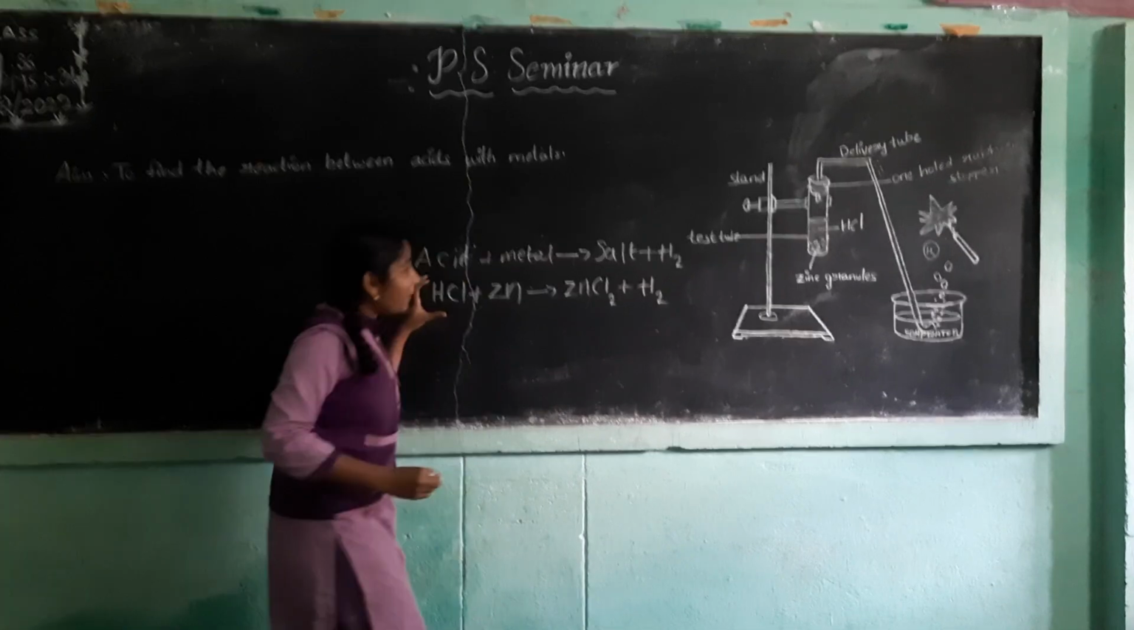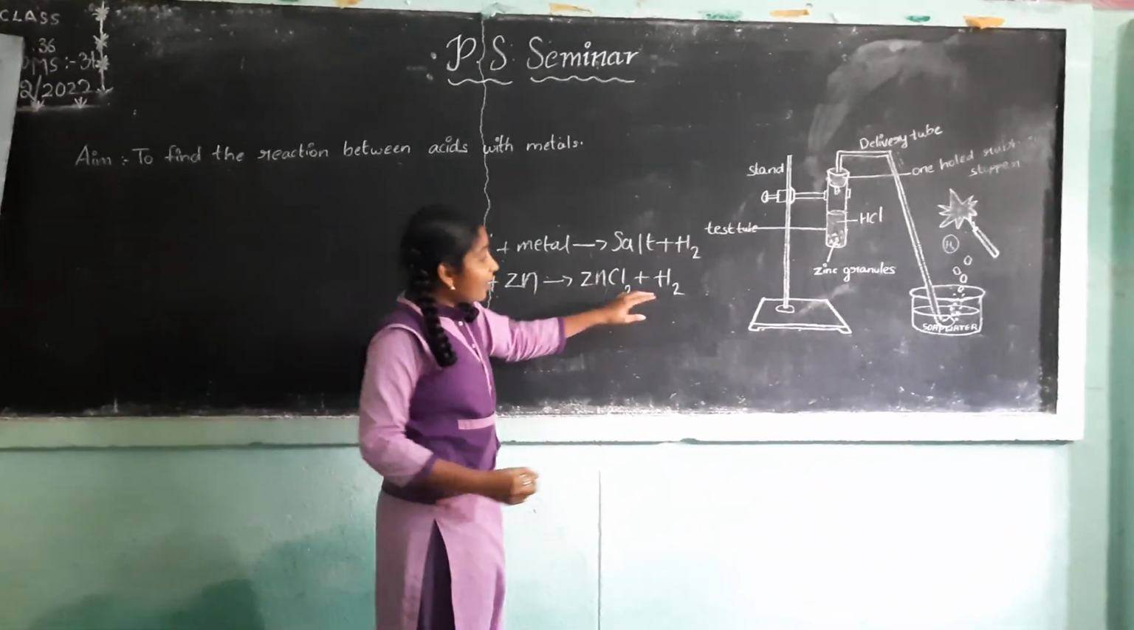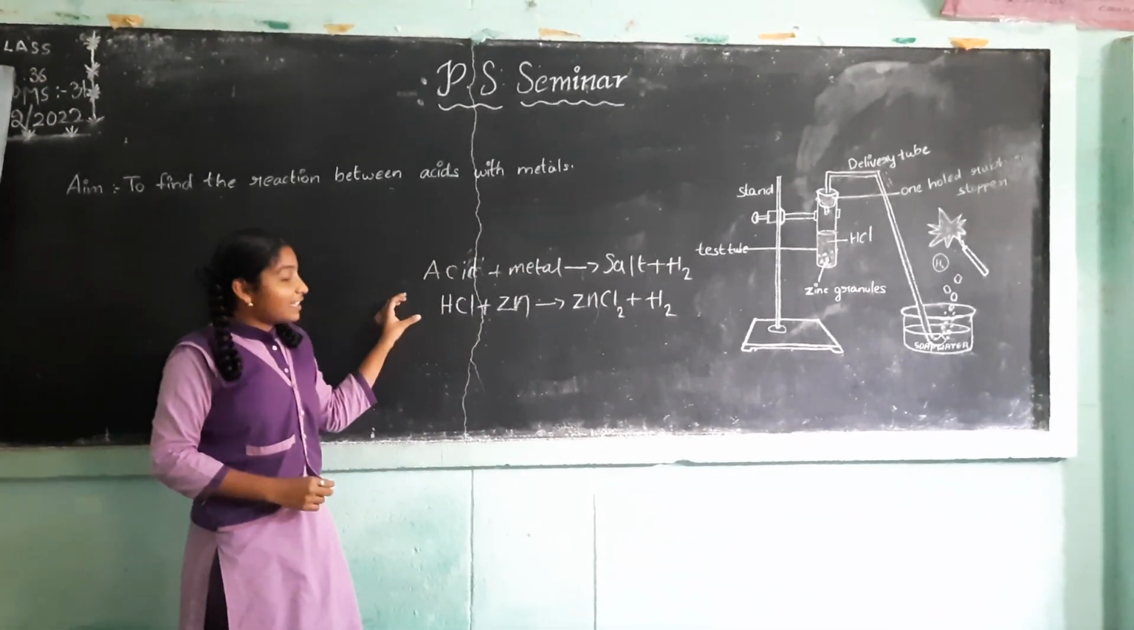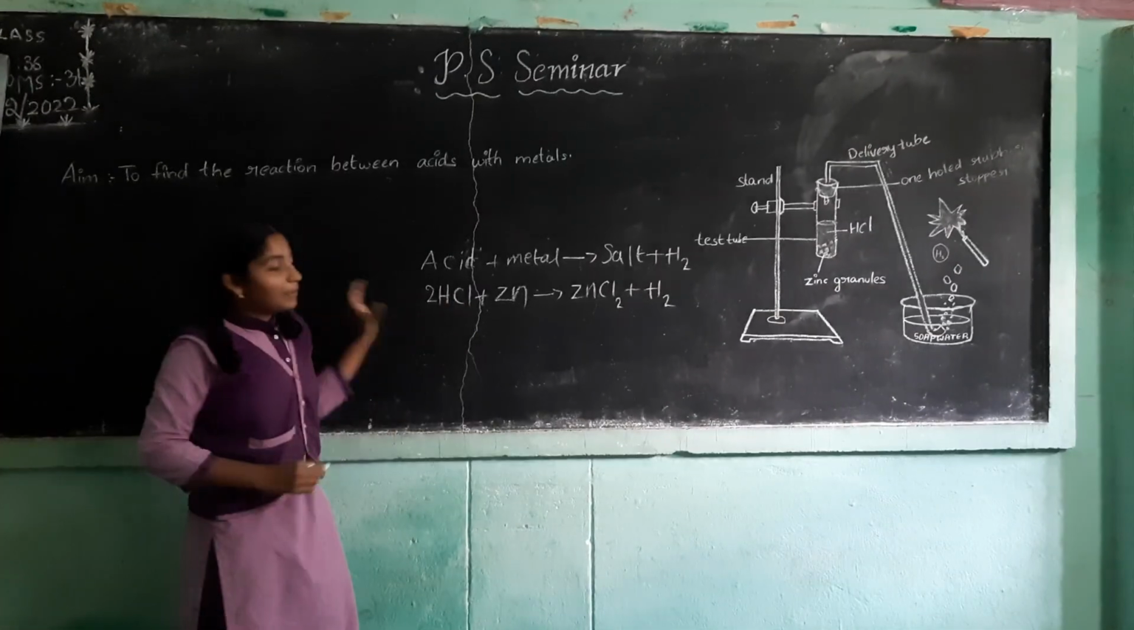But you should not leave this equation as it is. We must balance the equation, right? Here in the RHS, there are two hydrogen atoms, whereas in the LHS, there is only one hydrogen atom. Just add 2 here, then it is completely balanced.